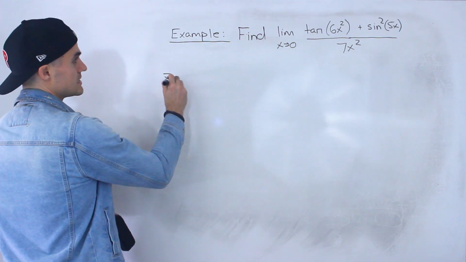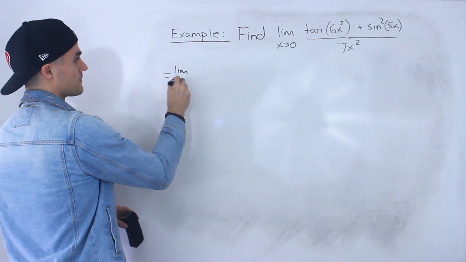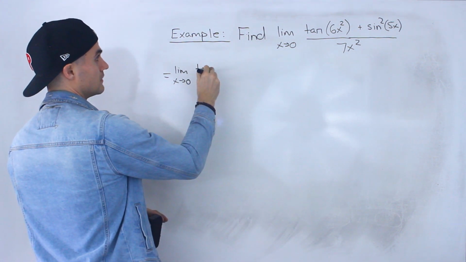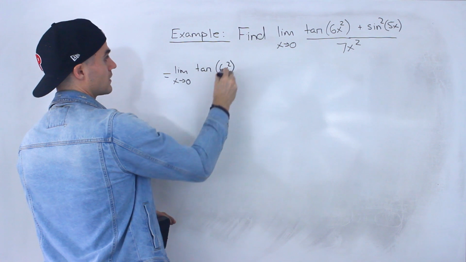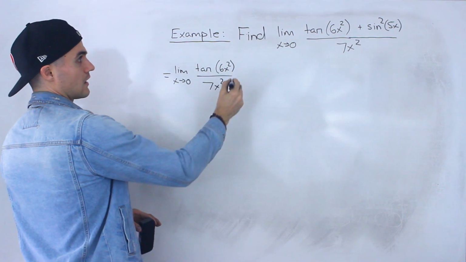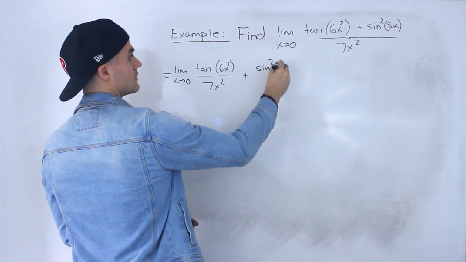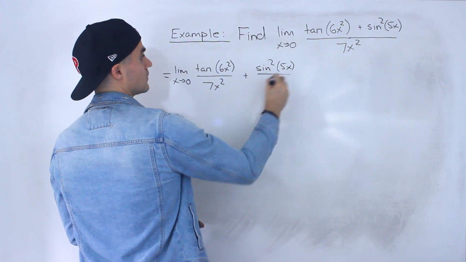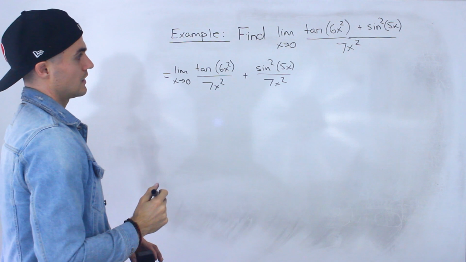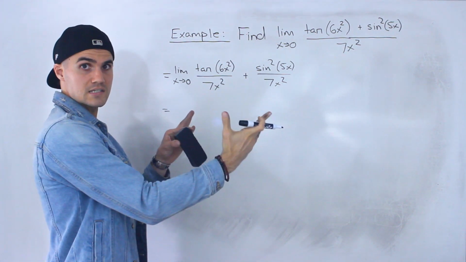The way you do this is you split up this function first into two separate functions. So we would have tan of 6x squared over 7x squared, and then plus sine squared 5x over 7x squared, like that. And now we can look at both of these separately.